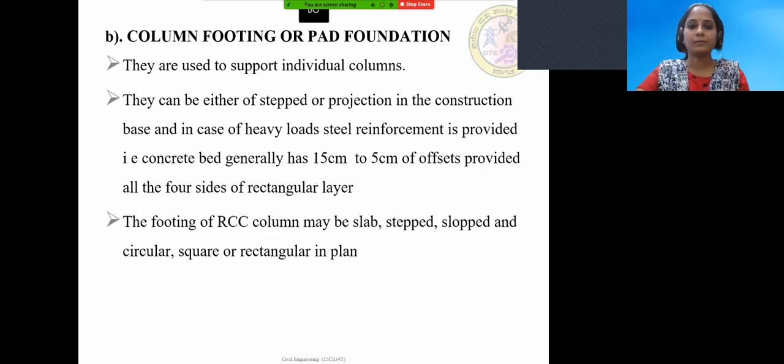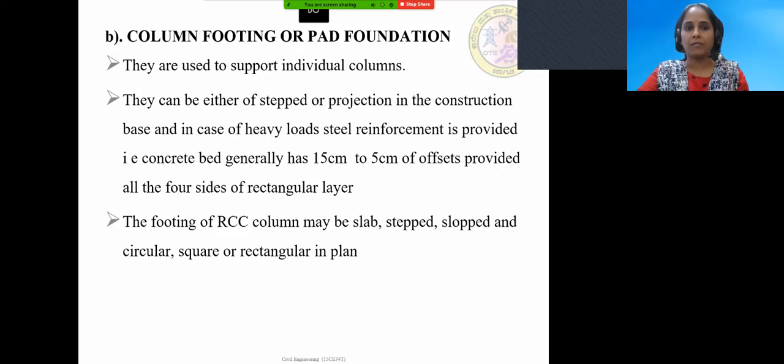It can be provided with 4 sides rectangular, or even circular. So column footings usually can be either stepped or sloped. Again, when it comes to shape, it can be circular, square or rectangular in plan. Plan is when we see the object from the top.